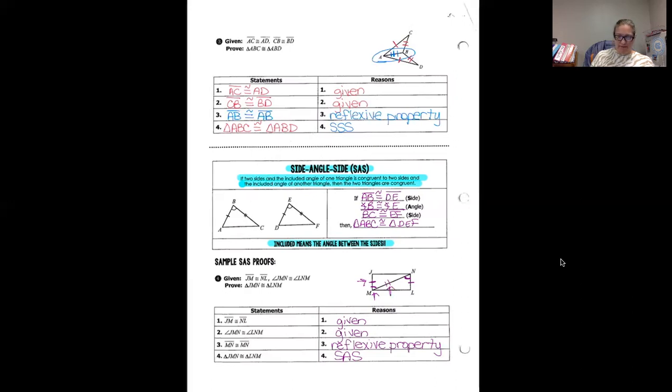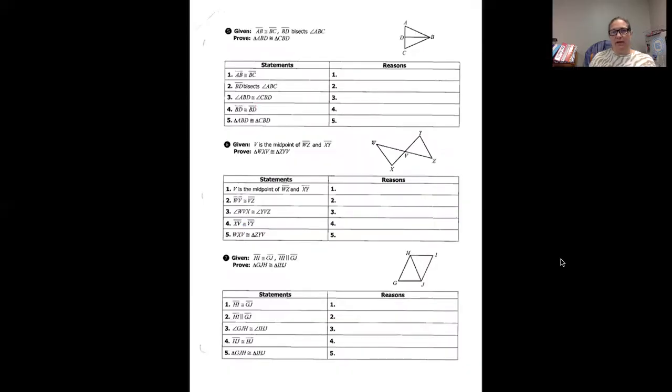Let's take a look at number 5. This will be our last one for our video. The rest of them we will complete in class. All right, given AB is congruent to BC. Don't forget, you're going to take that given and mark your diagram. BD bisects angle ABC. So that means these two little angles here are congruent.